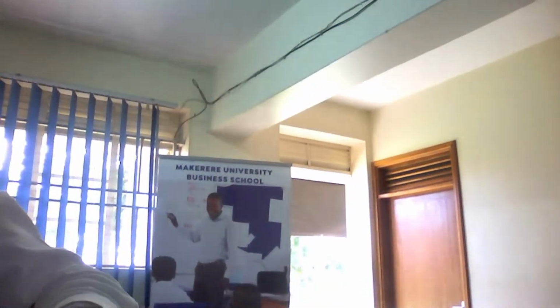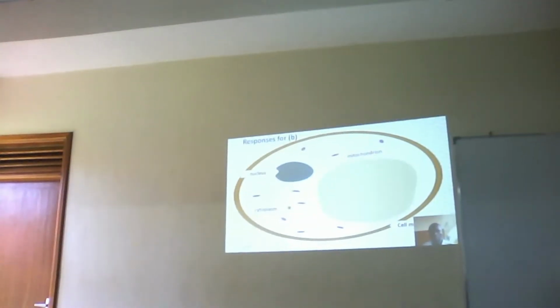Nucleus controls all the activities of the cell. Then we have the cytoplasm, this jelly-like structure. All of this is the cytoplasm, the jelly-like structure within the cell, and it is a site for different chemical reactions in the cell.